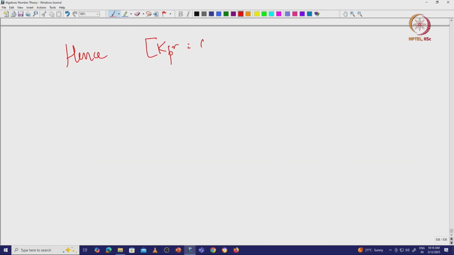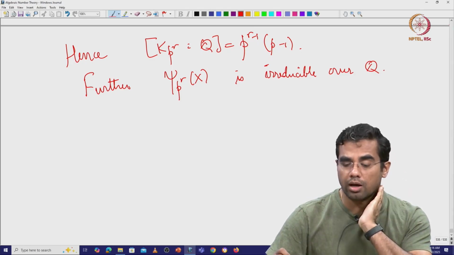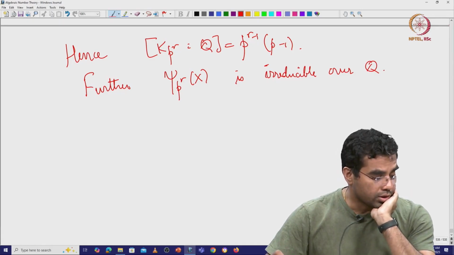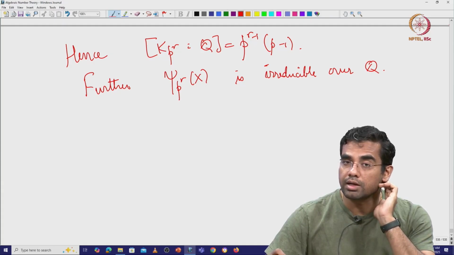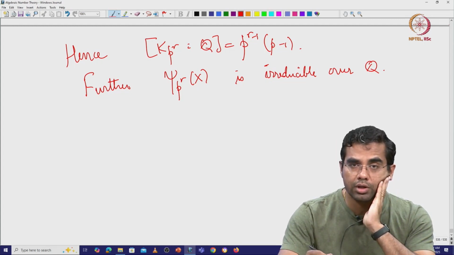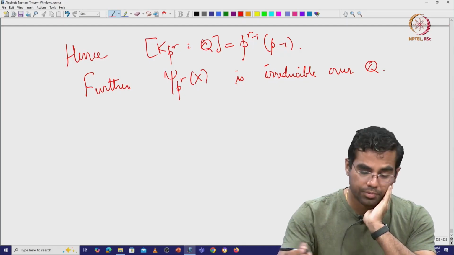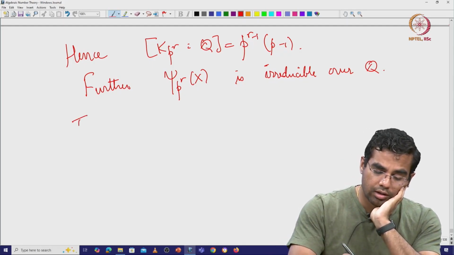Hence, the degree of K p to the r over Q is precisely p to the r minus 1 into p minus 1, and as a corollary we get that psi p to the r of x is irreducible over Q. You may have seen a different proof of this fact, that psi p to the r of x is irreducible over Q, by using the Eisenstein criterion, for example, and that would give you another proof of the fact that the degree of K p to the r over Q is p to the r minus 1 into p minus 1, but here we use some algebraic number theory to get it. Okay. So, hence we get the following.